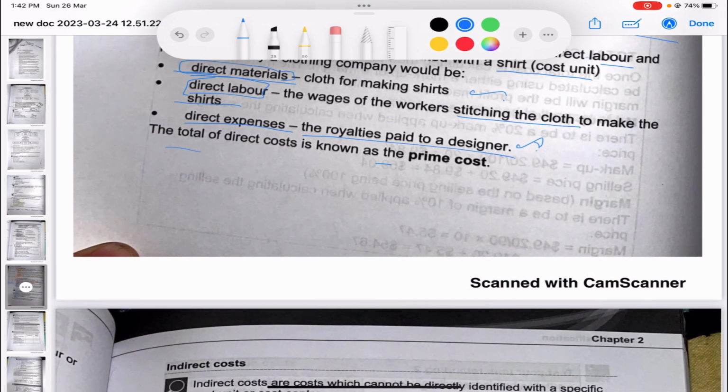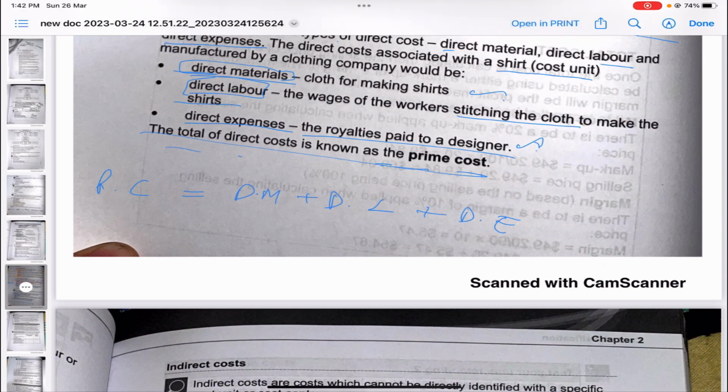The total of the direct cost is known as the prime cost. I've discussed this earlier also. So whenever you add the total of the direct cost, that is known as the prime cost. So what comes under the prime cost? Direct materials plus direct labor plus direct expenses. When you add all of these, then you get the prime cost.